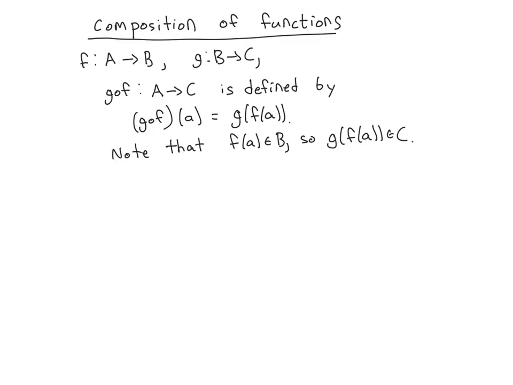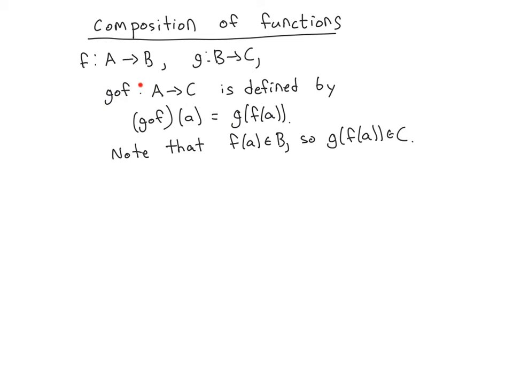Now we will discuss composition of functions. So now we have to take two functions, one going from A to B, so A is the domain, B is the codomain, and another function going from a set B to a set C. So B is the domain here and C is the codomain. In particular, it's very important that the codomain of f is the domain of g. And when you're in that circumstance, you can define the composition of two functions.